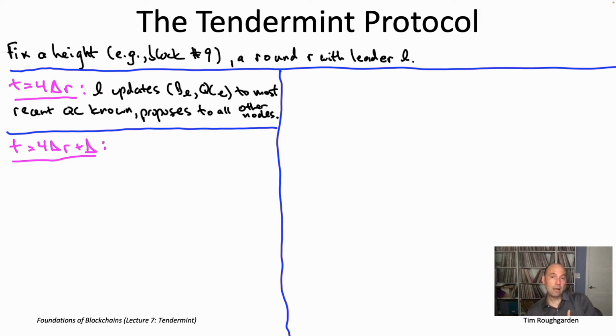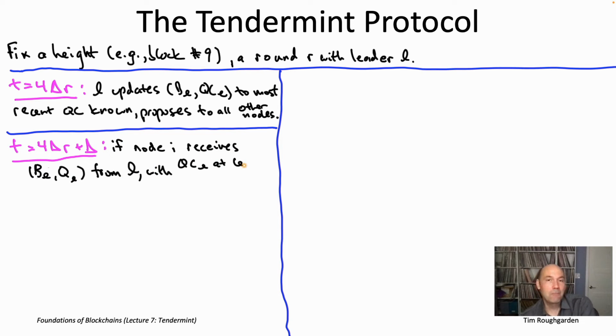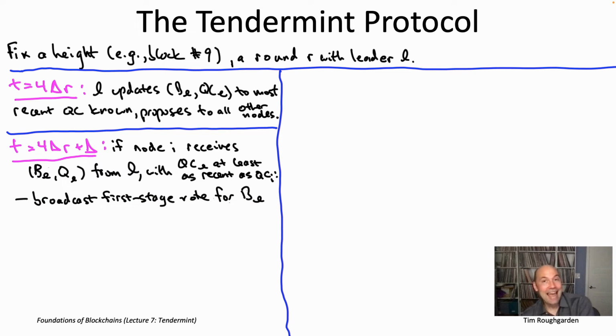So I'm going to stick to my guns if I have more recent evidence for some block than apparently the leader does. If none of those things happen, and node I does actually receive from the leader L by time step 4 delta R plus delta a well-formed vote for a block, supported by a quorum certificate at least as recent as the one that node I knows about, in that event, node I will in fact cast a first stage vote for the block proposed by the leader.